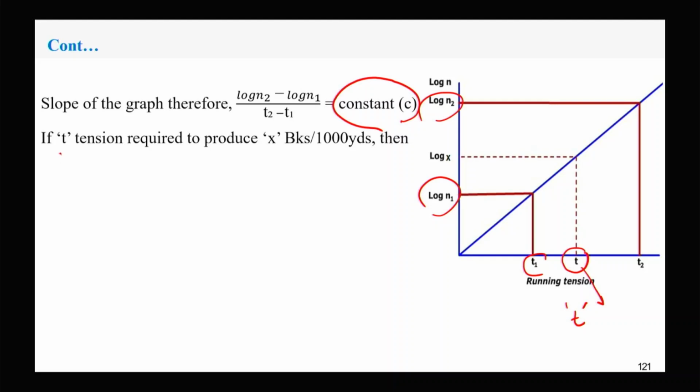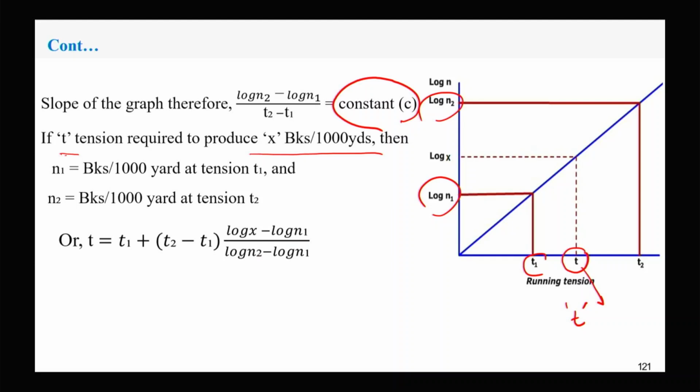So if the tension T is required to produce X breaks per 1000 yard, then we can calculate the tension required, T, by a simple formula, which is T equal to T1 plus (T2 minus T1) times (log X minus log N1) divided by (log N2 minus log N1), where X is the number of breakages at tension T.